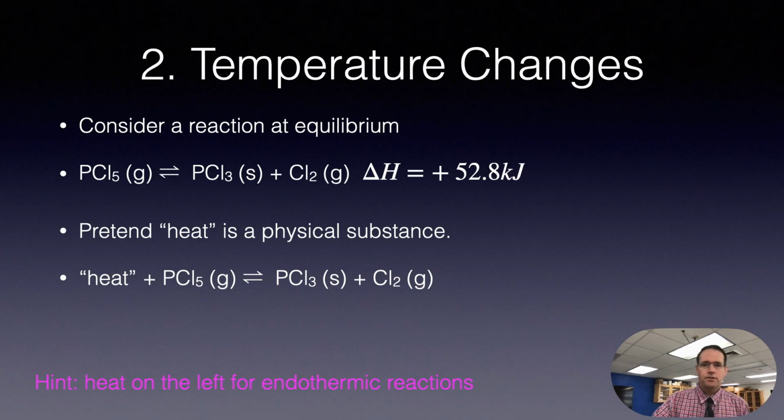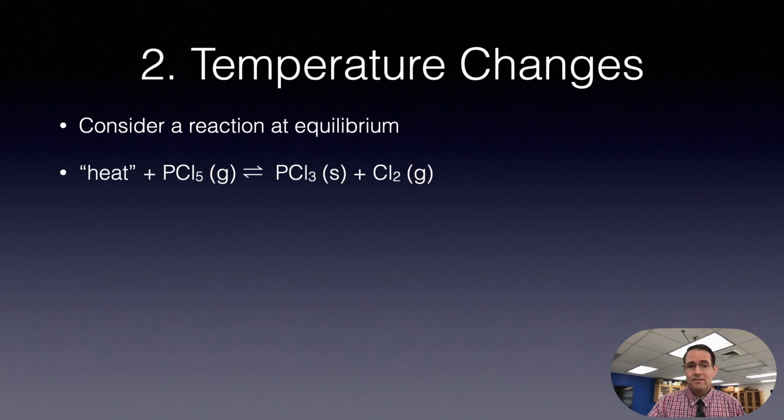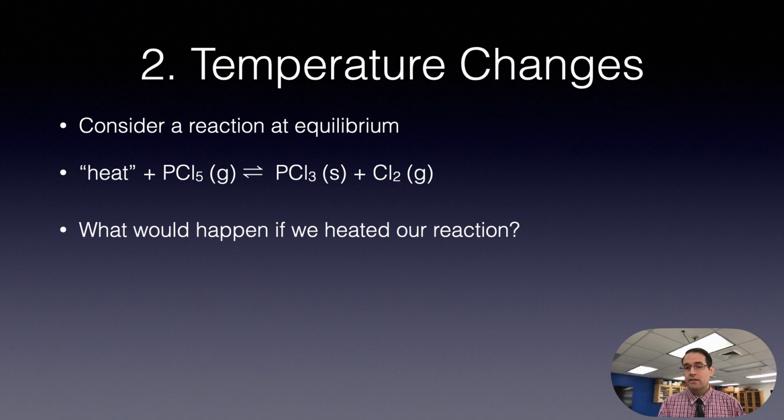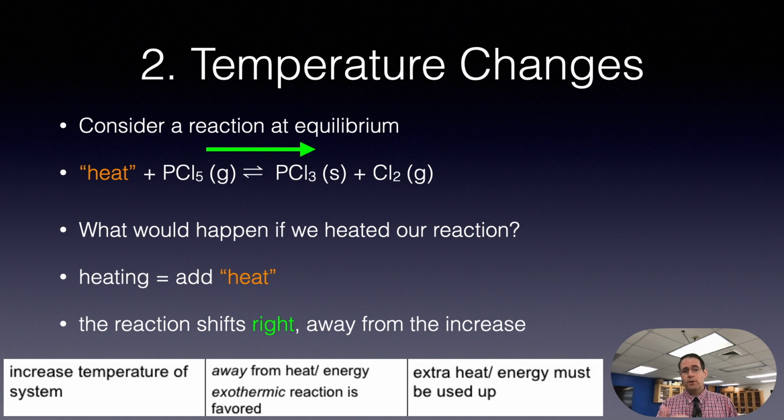And so what we want to do here is just think about adding heat or removing heat. So for example, what would happen if we heated our reaction mixture? Well, heating kind of means adding heat, and so heat's on the left side of the equation. So this reaction would shift to the right because, again, we shift away from the increase. Here's from that summary table. If you increase the temperature of a system, you shift away from the heat. Okay?